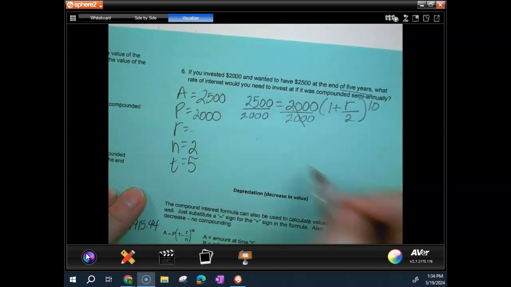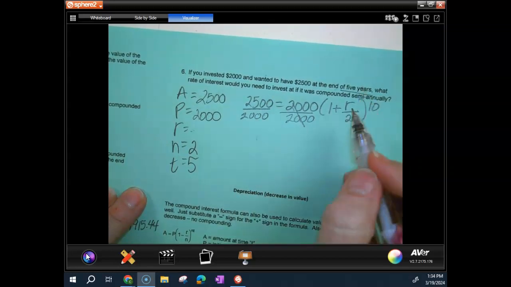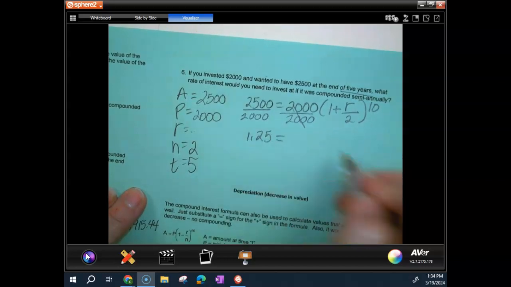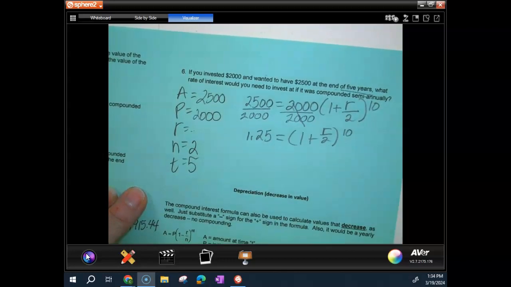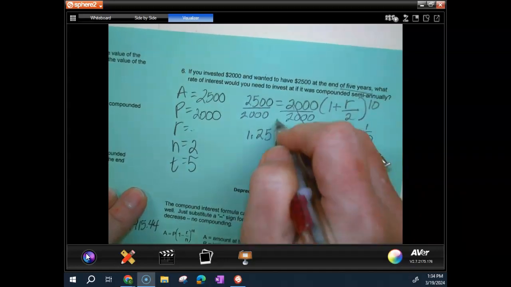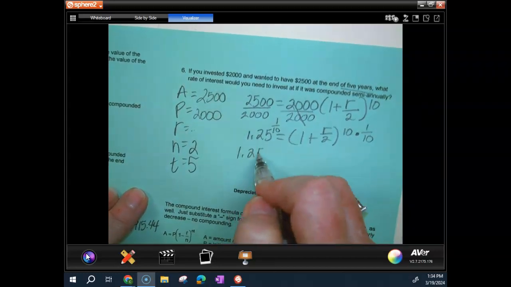And so when I divide by, somebody do, what's 2,500 divided by 2,000? Is it 5 over 4? It's 1.25, something like that. Okay. So it's 1.25 equals 1 plus R over 2 to the 10th. How do I get rid of the 10? What do I have to multiply both sides by? Raised to on both sides. 1 over 10, right?